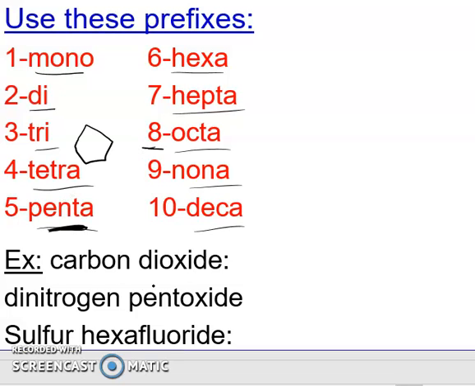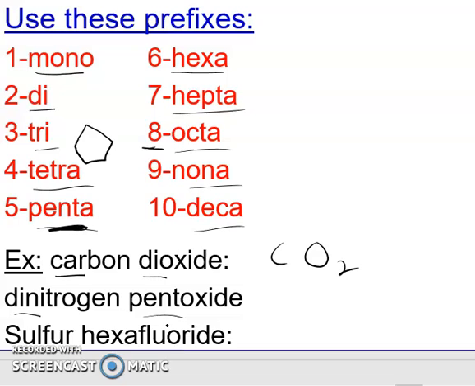So carbon dioxide, probably the most famous compound besides water that is covalent. So we have carbon and dioxide, so 2 oxygens and 1 carbon. Notice we don't use mono for the first one because we assume there's 1. We do this a lot in chemistry. We ignore the 1 because we assume there's only 1. So carbon dioxide, 2 oxygens. Simple as that.